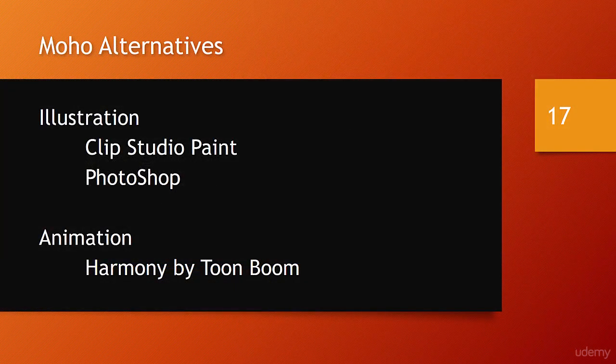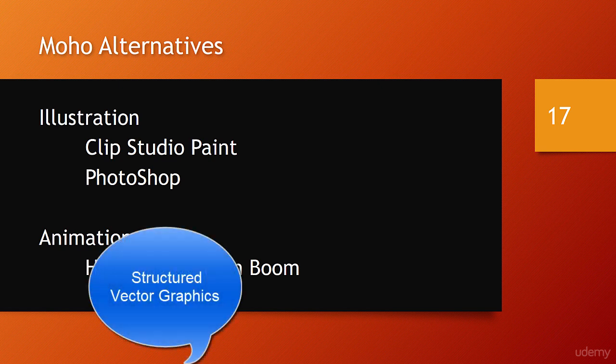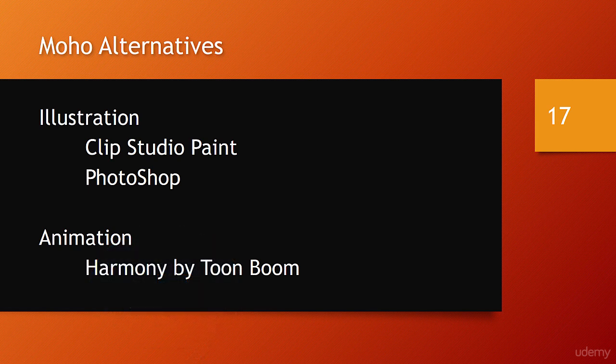There are also alternatives to Moho, including for illustration, Clip Studio Paint by Smith Micro, and Photoshop. Both of them allow you to create sophisticated illustrations and save them as SVG files for importation into Moho. And for animation, I've heard great things about Harmony by Toon Boom, but this is even more expensive. This is the top-of-the-line professional 2D animation tool.